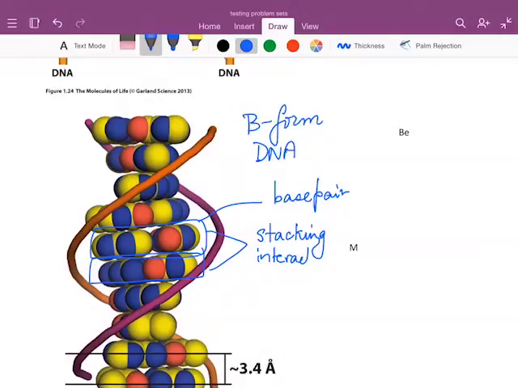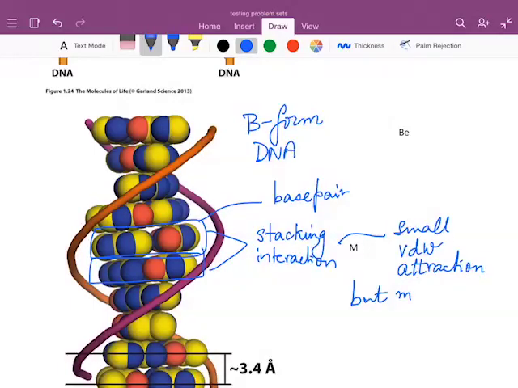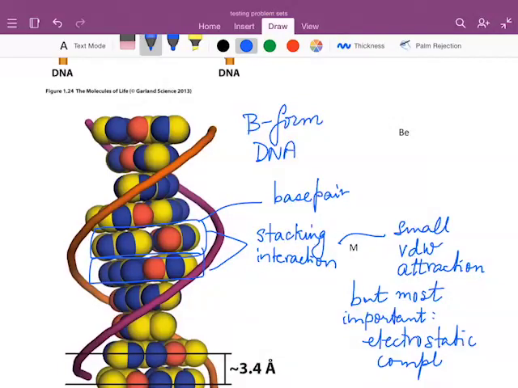As in all interatomic interactions, there's a very small van der Waals attraction that underlies all interactions between one atom and another, and they add up to give you a slight net attraction. But the most important component of the base stacking interaction is not the van der Waals attraction, but is electrostatic complementarity. And I'll explain what that is in a minute.